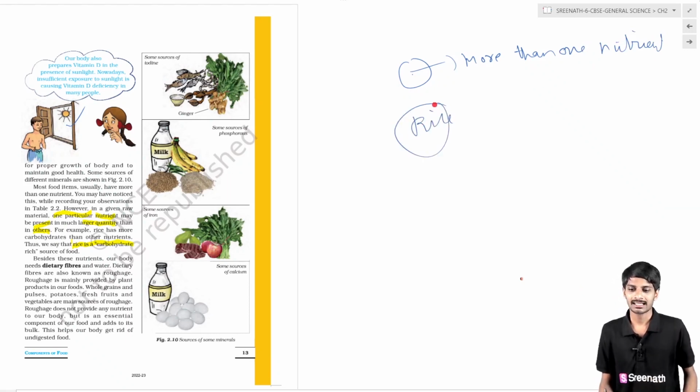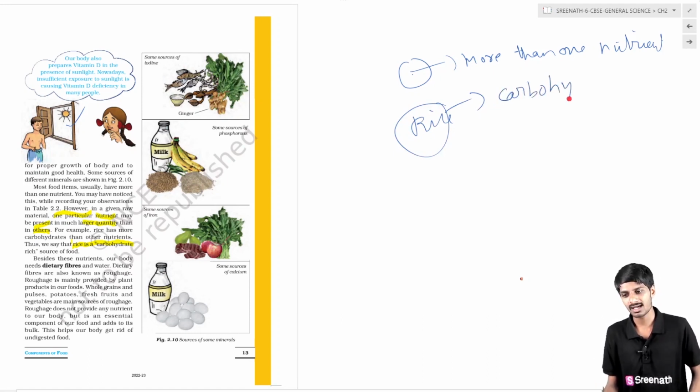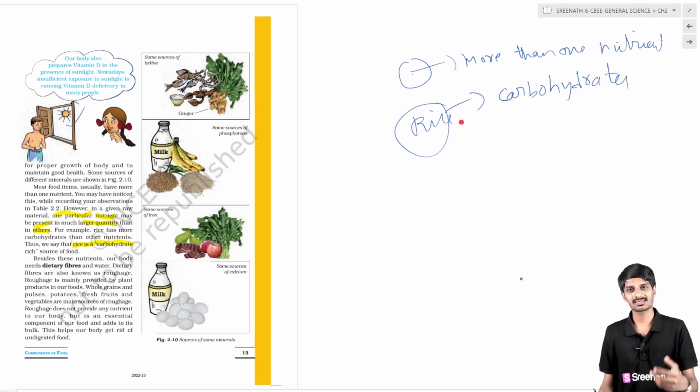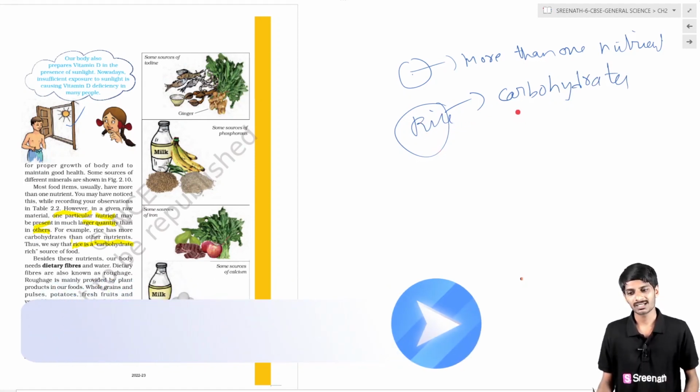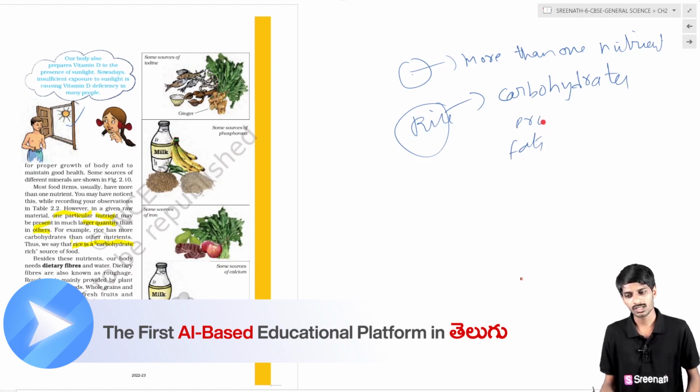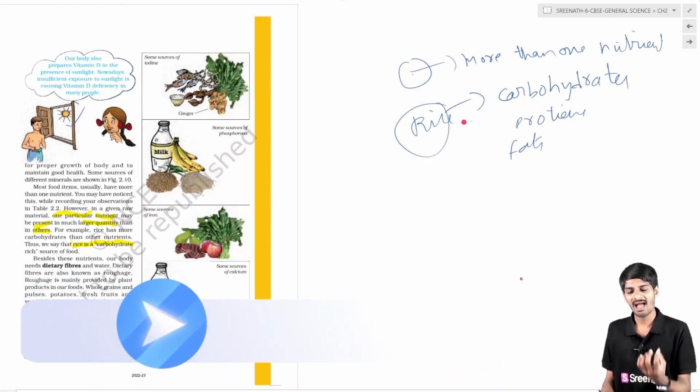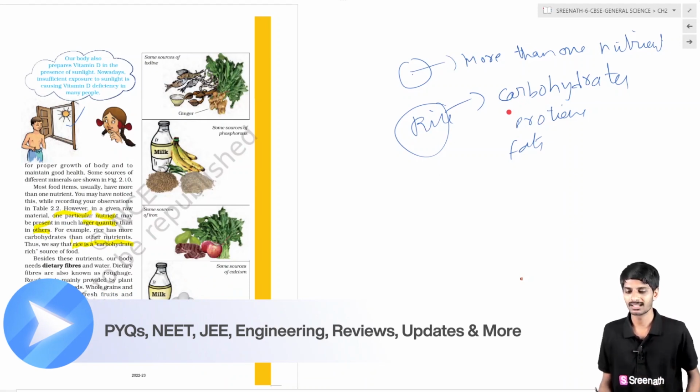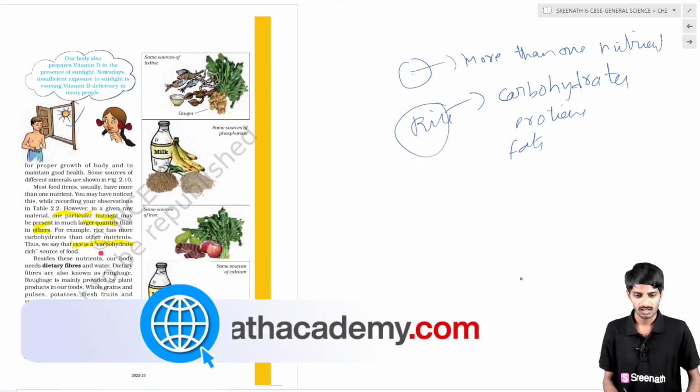For example, if you take rice, it has so many nutrients, but carbohydrates are in high quantity. There are proteins and fats and some other nutrients also in rice, but they are in minor quantity. Rice has large amounts of carbohydrates. So some foods have many nutrients, but one component is major in some foods.